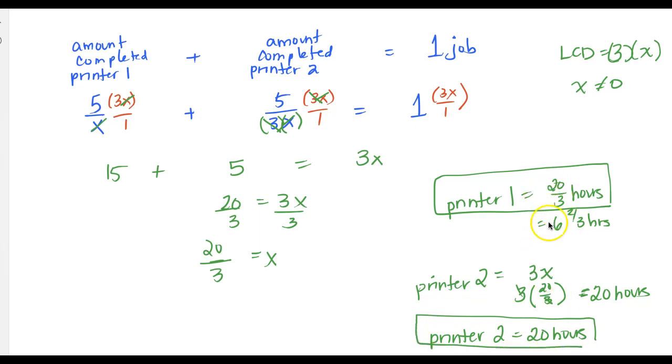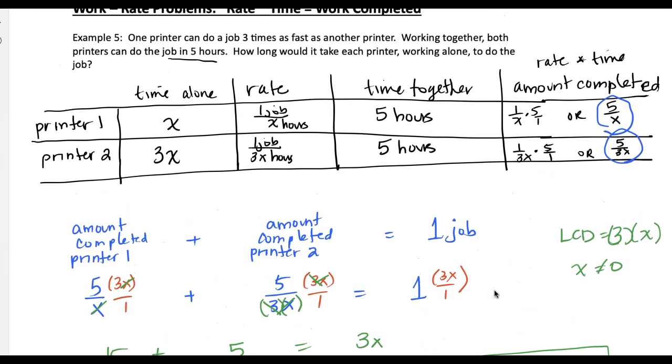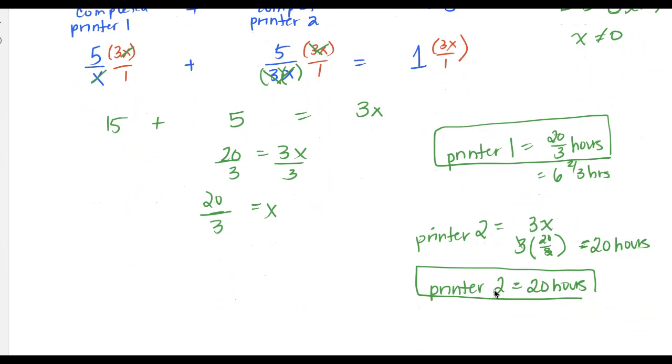So printer 1 will finish in more than 6 hours, and printer 2 would do the job in 20 hours, each of them by themselves. But if they work together, they would be able to complete the job, it said, in 5 hours. And that ends example 5.